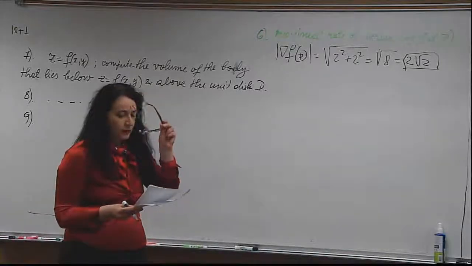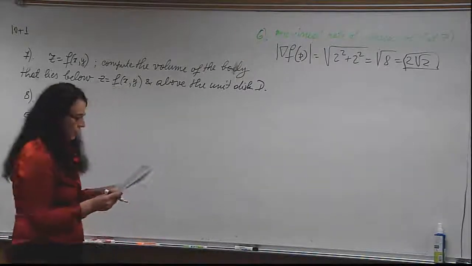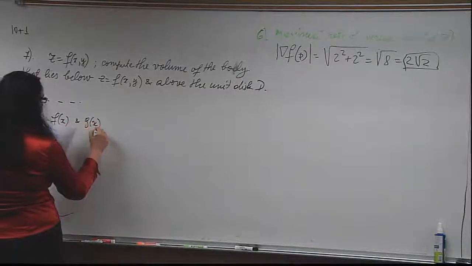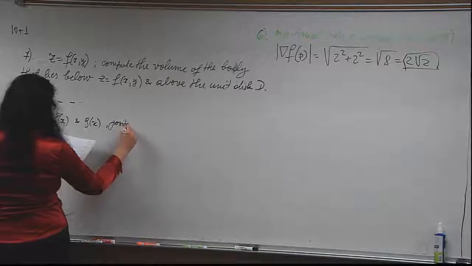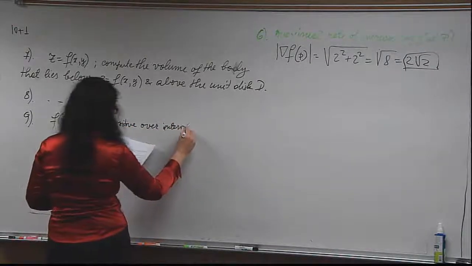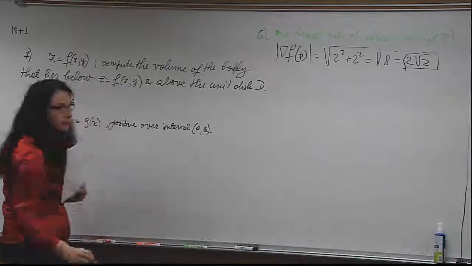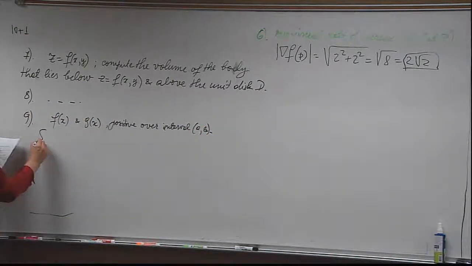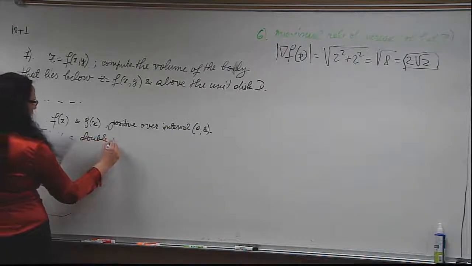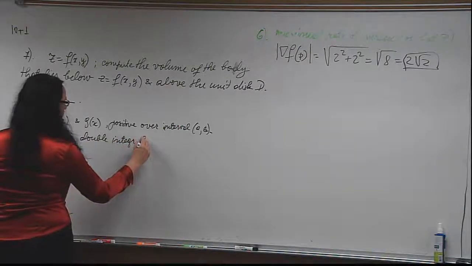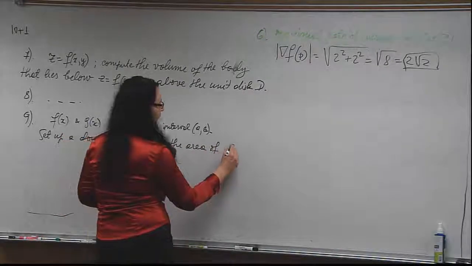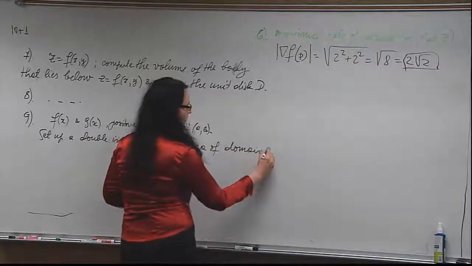Number 9. Again, without giving you the exact values, you will have a function f of x and g of x, let's say positive over a certain interval. Set up a double integral for the area of the domain contained between f and g.